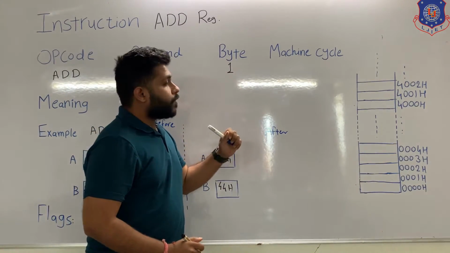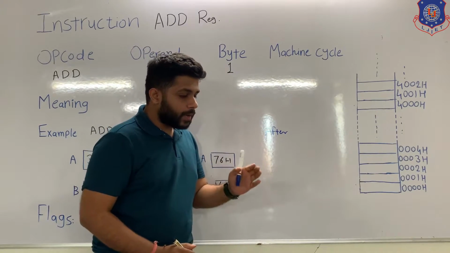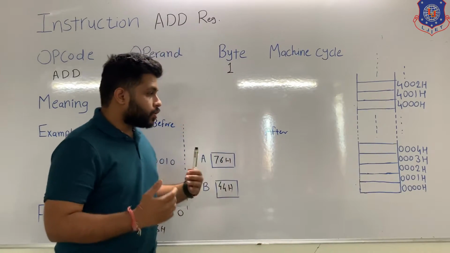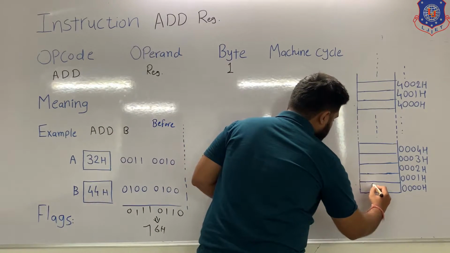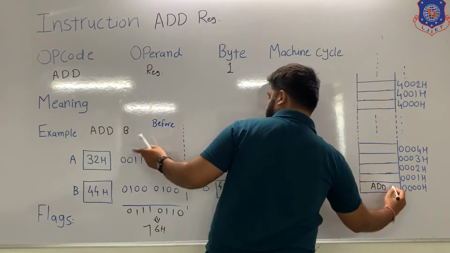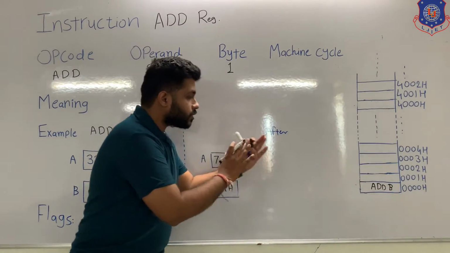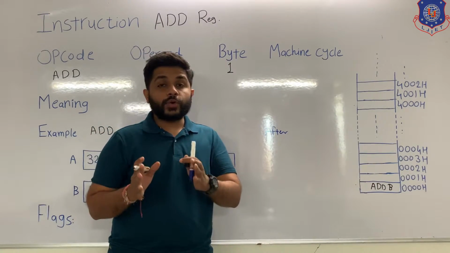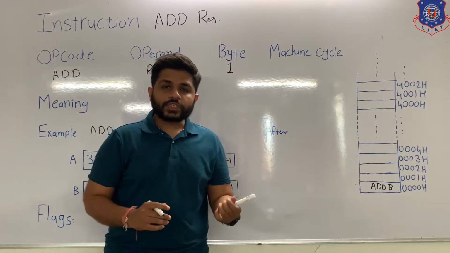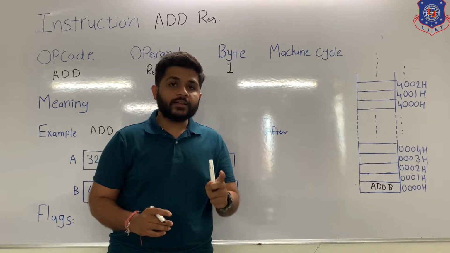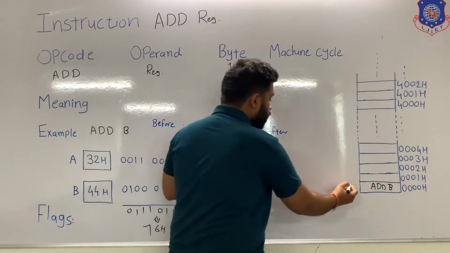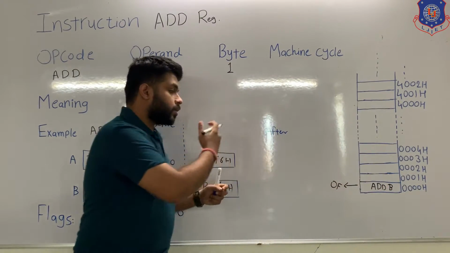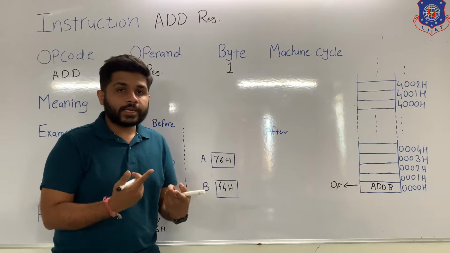Because this instruction is of 1 byte, it means it will occupy only one memory location when this instruction is stored in the memory. So when we give this instruction, it will occupy only one memory location, that is add B. After the instructions are stored in the memory, the microprocessor will start doing its task, that is to fetch, decode and execute. Now to fetch the instruction, the processor will perform the first machine cycle, that is opcode fetch. So when microprocessor performs the opcode fetch, this whole instruction will be transferred to the microprocessor. Then microprocessor will decode that instruction.